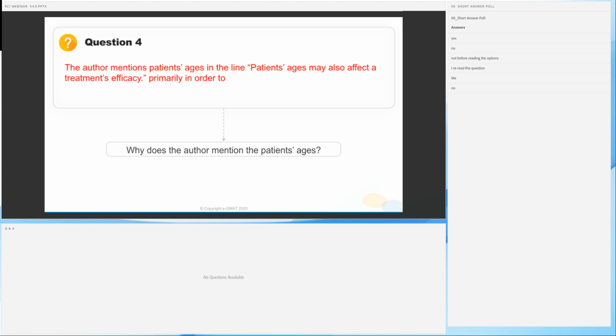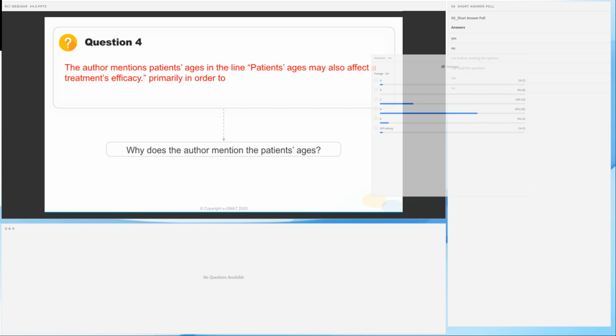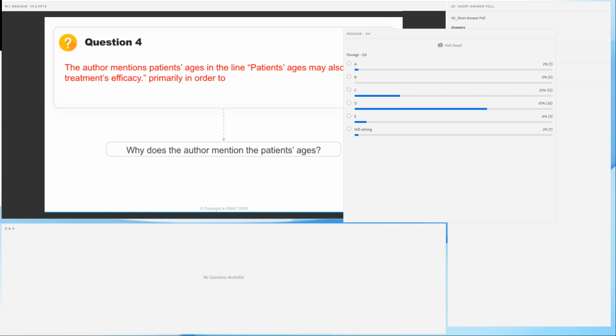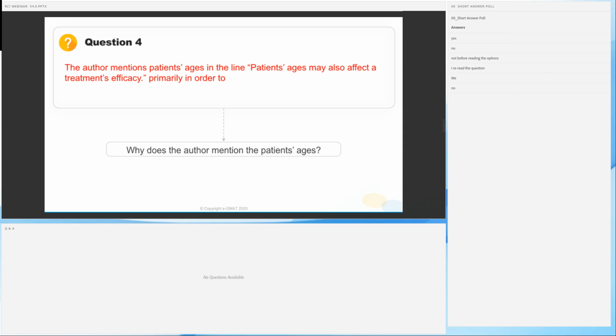Okay. Question number 4, I think, also had a really high hit rate. Let's look at question 4. Yeah, question 4, the hit rate was about 70% again. Choice C was the only popular incorrect choice. The question simply says, what's the purpose of talking about patients' ages may also affect the treatment's efficacy. And the very simple reason is that he wants to give an example of the benefit of the proposal of FNM. That's the reason why the author presents it.